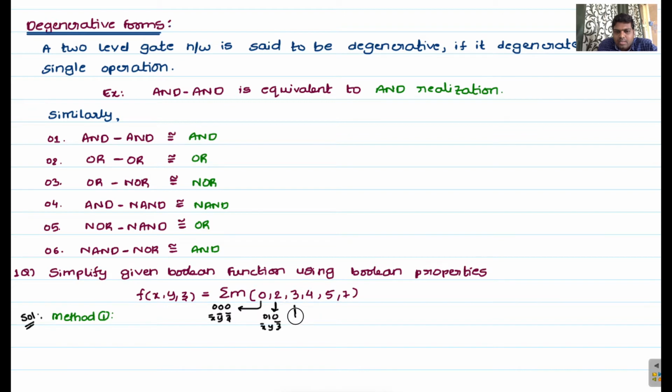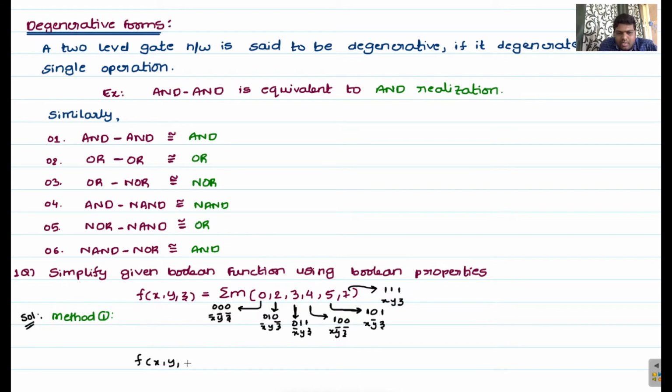And next 3, that means 011, so x bar, y, z. And here 4 is 100, so x, y bar, z bar. And the next one, m5, that means 101, so x, y bar, z. And the last one, 7, is 111, that means x, y, z.